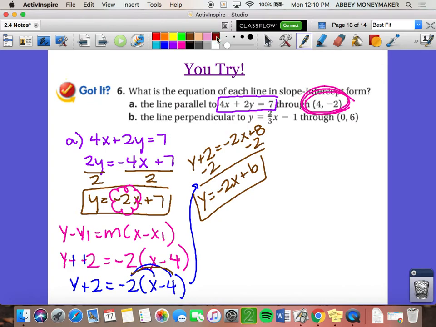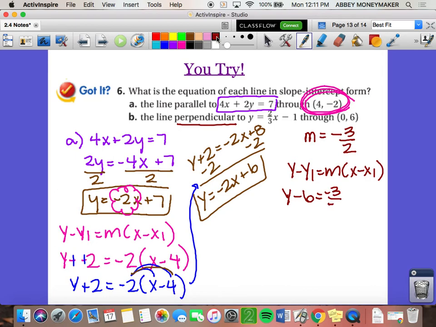Last one, next one. Perpendicular to the equation y equals 2/3 x. So my slope is going to be opposite, that makes it negative, reciprocal, 3/2. So I have y minus y1 equals m times x minus x1. So that gives me y minus 6 is equal to negative 3/2 times x minus 0.